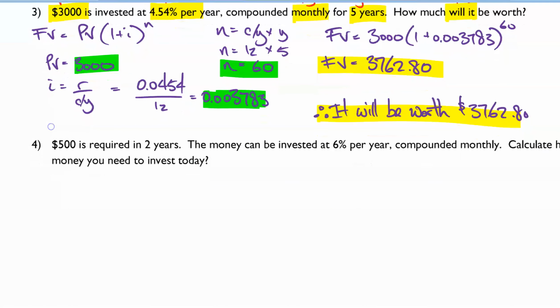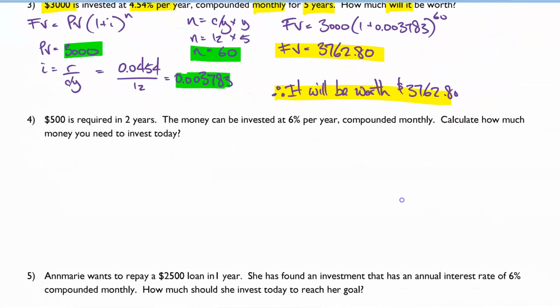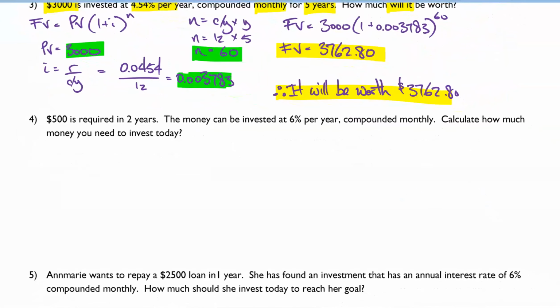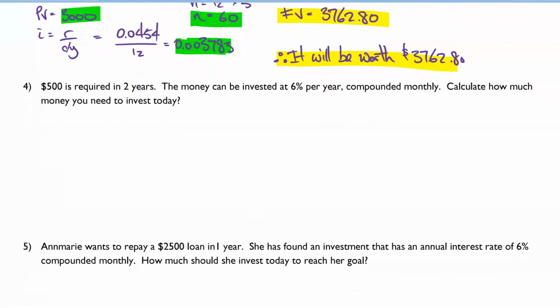All right, so what if I was to throw a little bit more of a challenge at you? We've been trying to do future value calculations, but have a look at this. It says $400 is required in 2 years. The money can be invested at 6% per year, compounded monthly. Calculate how much money you need to invest today. That's the big one. This screams out present value.